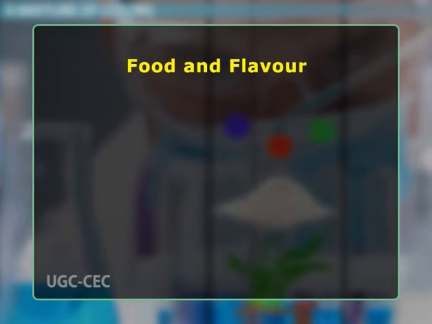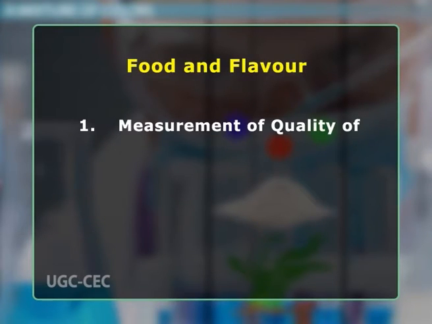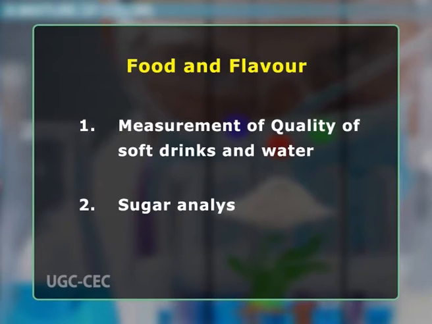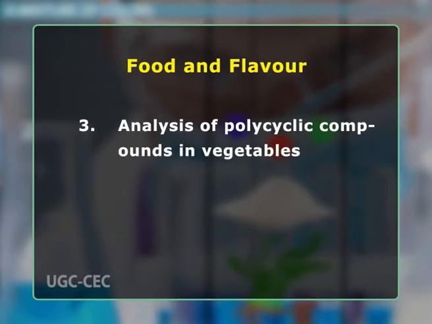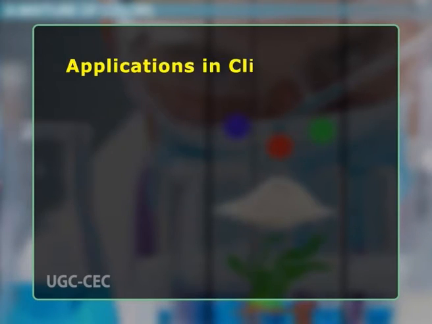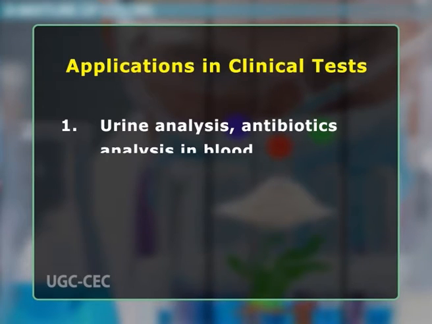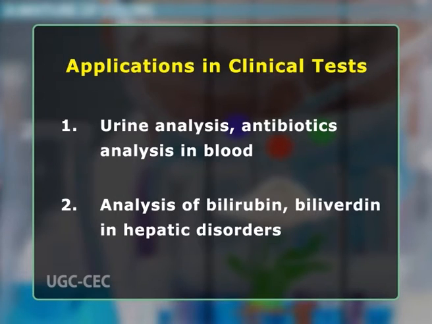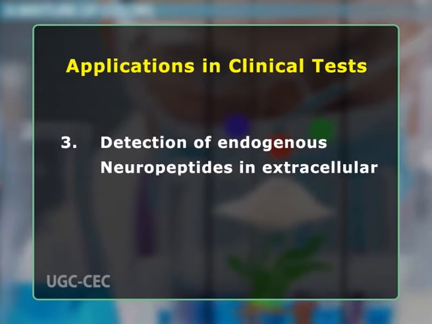Food and flavor includes measurement of quality of soft drinks and water, sugar analysis in fruit juices, analysis of polycyclic compounds in vegetables, and preservative analysis. Applications in clinical tests include urine analysis, antibiotic analysis in blood, analysis of bilirubin in hepatic disorders, detection of endogenous neuropeptides in extracellular fluid or brain, etc.